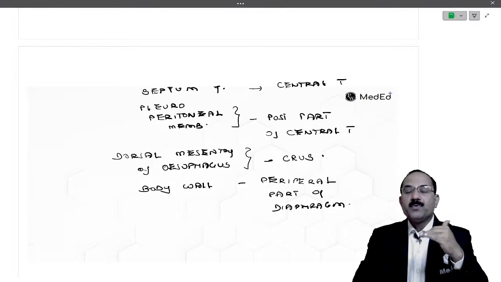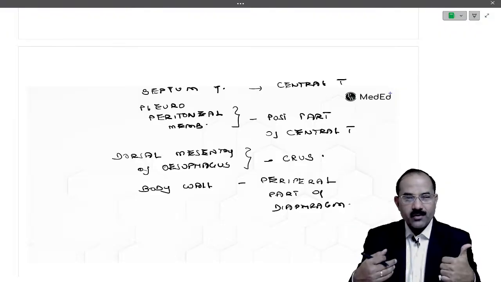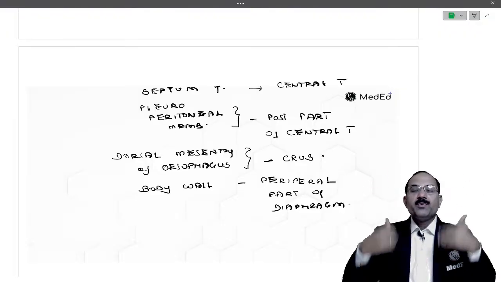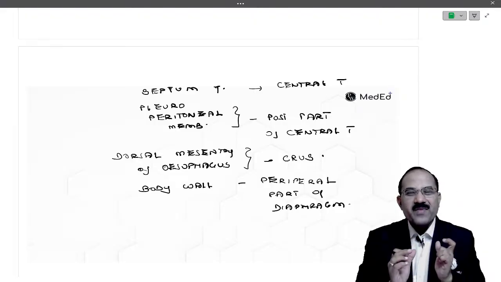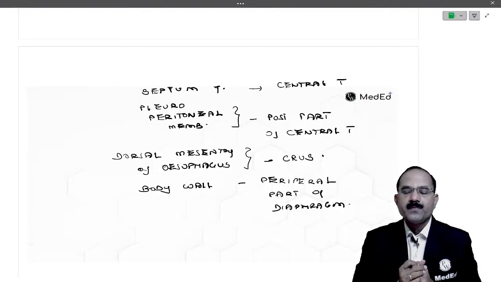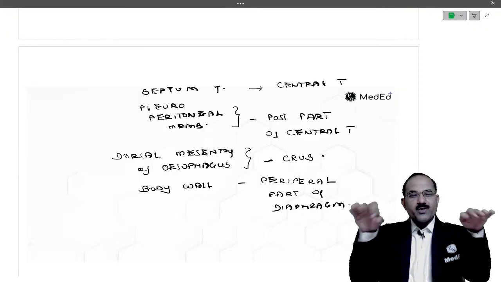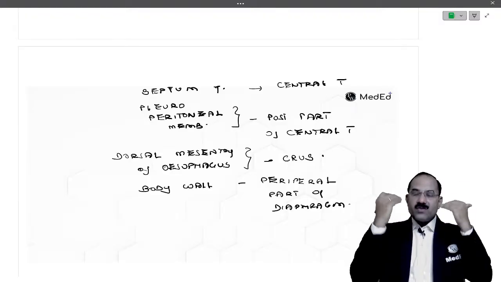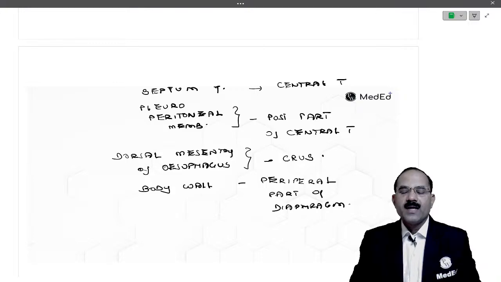And suppose the pleuroperitoneal membranes are not formed, there's a communication between the pleural and the peritoneal cavity, and this is a hernia. Can anyone tell me what this hernia is known as? Yes, anyone? Come on. In this hernia, the pleuroperitoneal membranes do not fuse and structures from the abdomen migrate up into the thorax. This hernia is known as Bochdalek's hernia.